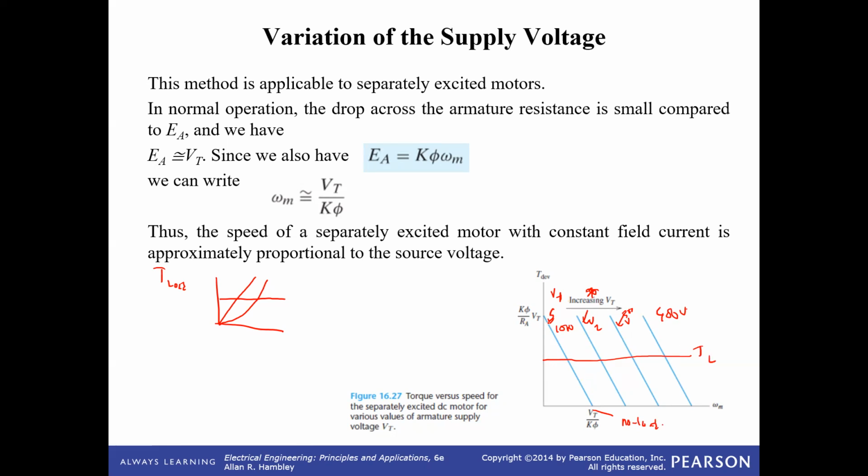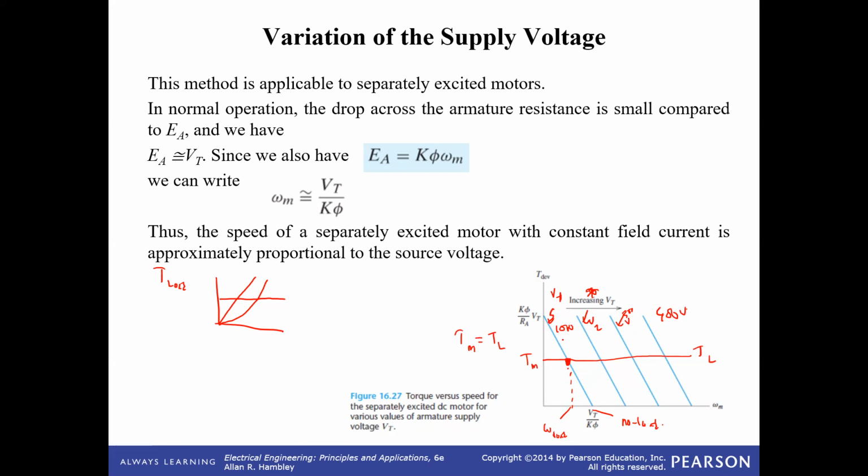The intersection between the torque speed characteristic of the motor and the torque load will give you the operating point of your motor. So this will give you the value of the speed. This one is what I call the load, and the motor torque must be equal to the torque of the load.